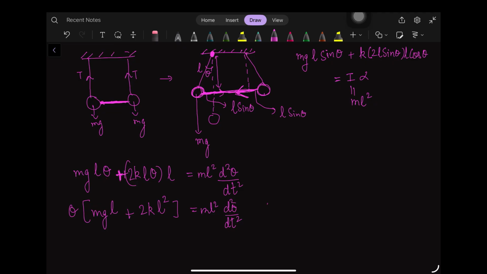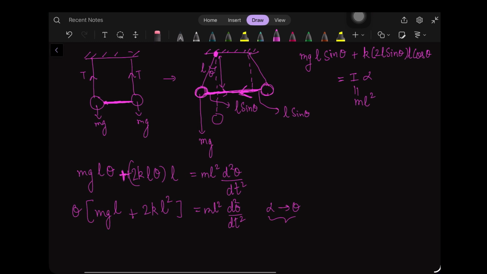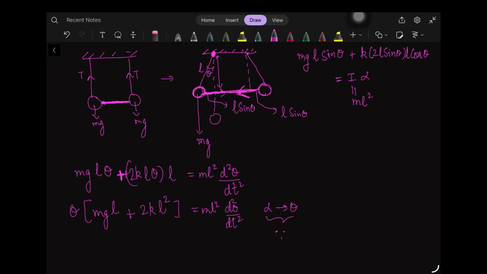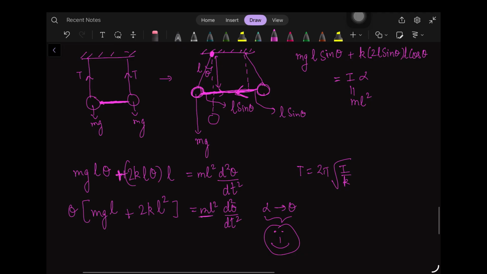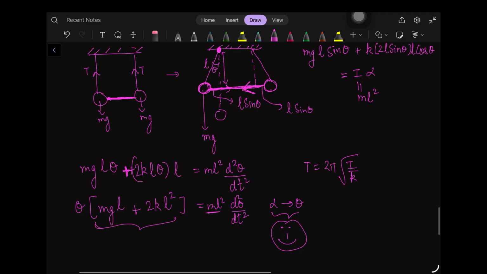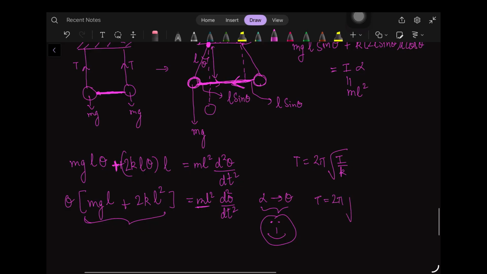Now we can see alpha is directly proportional to theta. So this type of equation we already know, and we can easily write its time period. So T equal to 2 pi root of I by k, where I is this and k is this whole term. T equal to 2 pi root of (mgl plus 2kl square) by ml square.